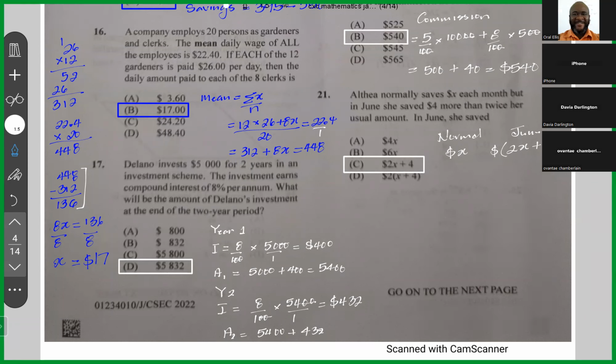21 is simple. It is a question on translation. It says Altia normally saves X dollars each month. But in June, she saved $4 more than twice her usual amount. Her usual amount is X, twice the usual amount is 2X. $4 more than that is 2X plus 4. The answer is C.